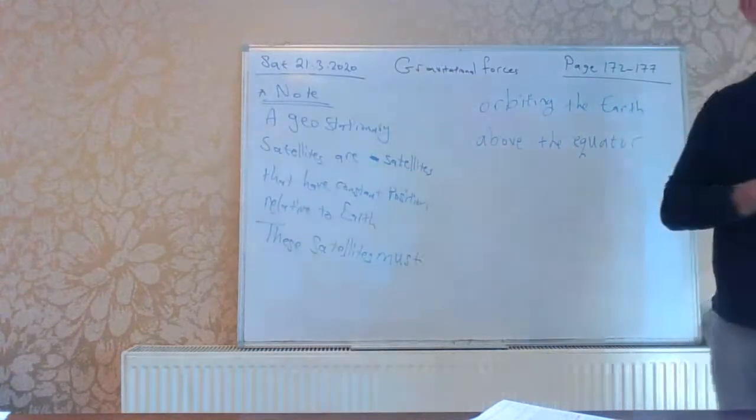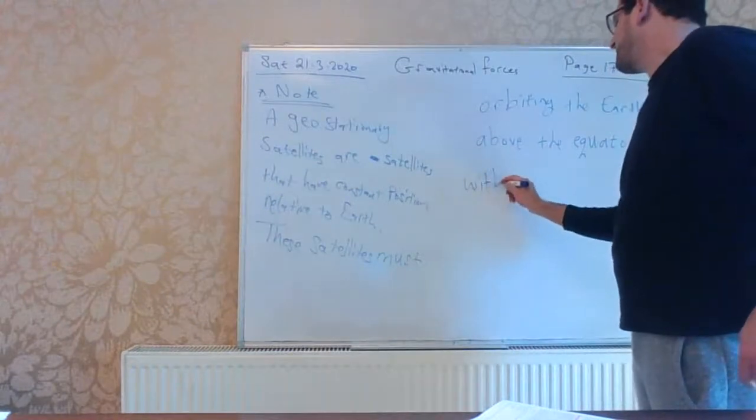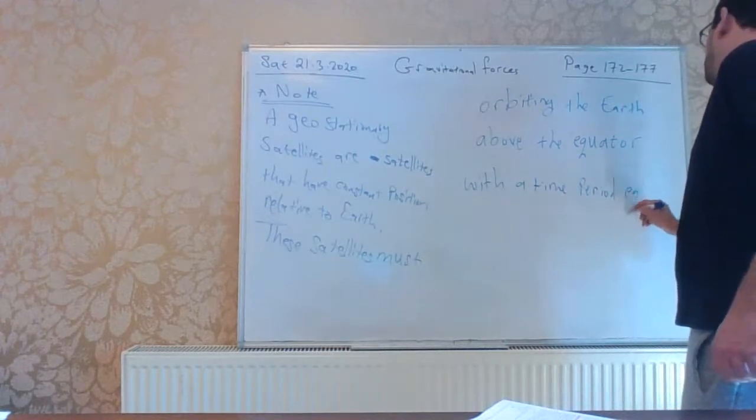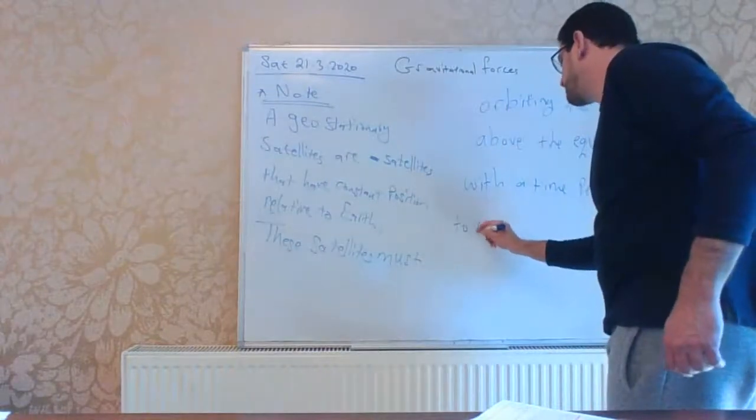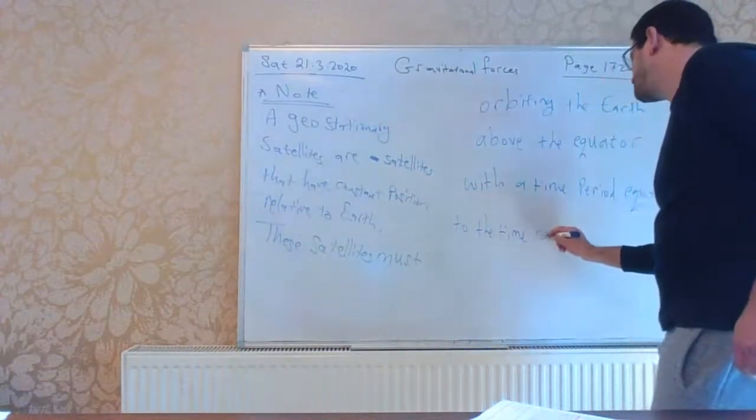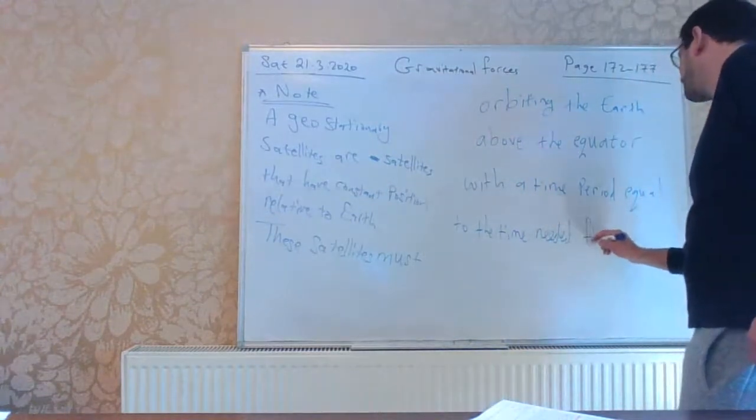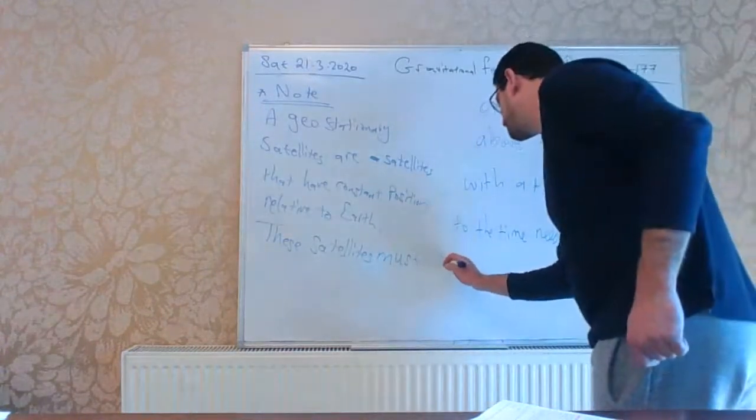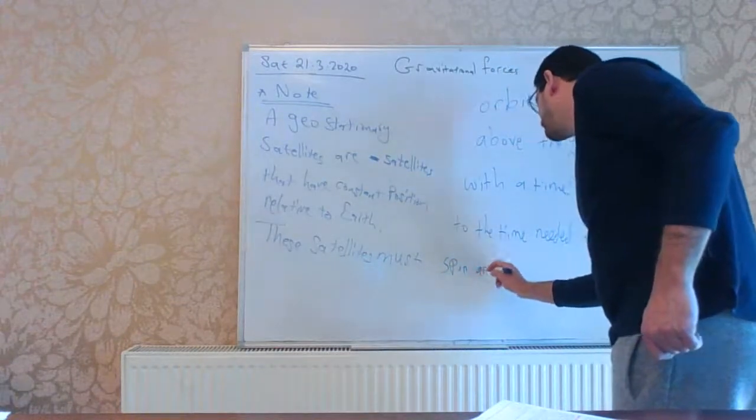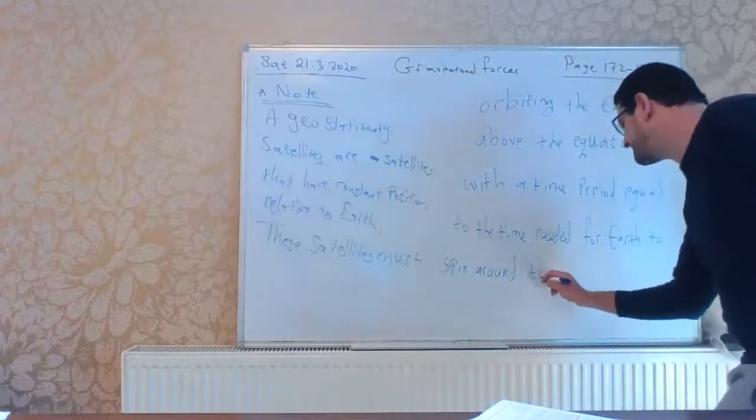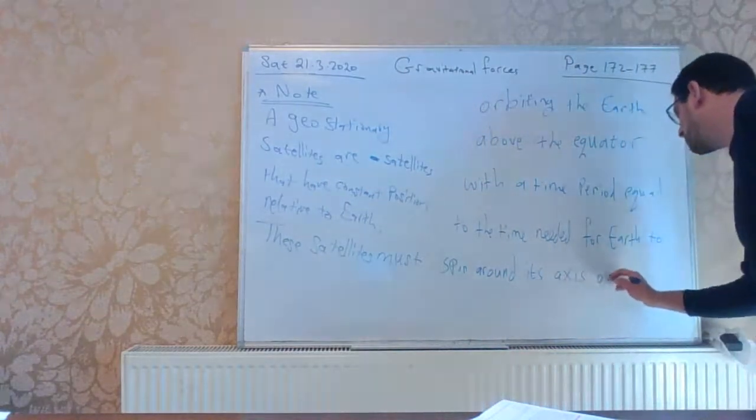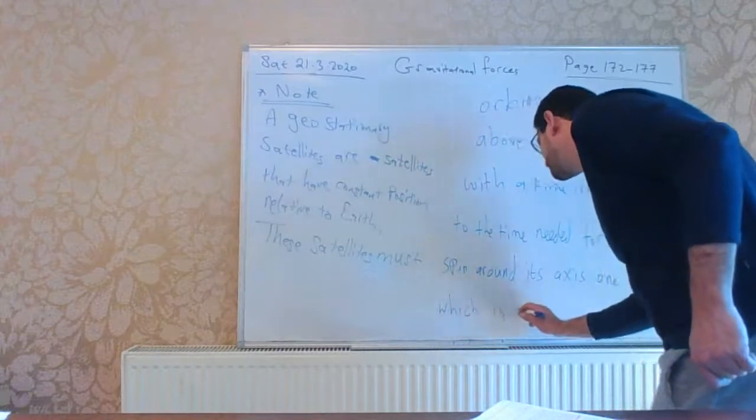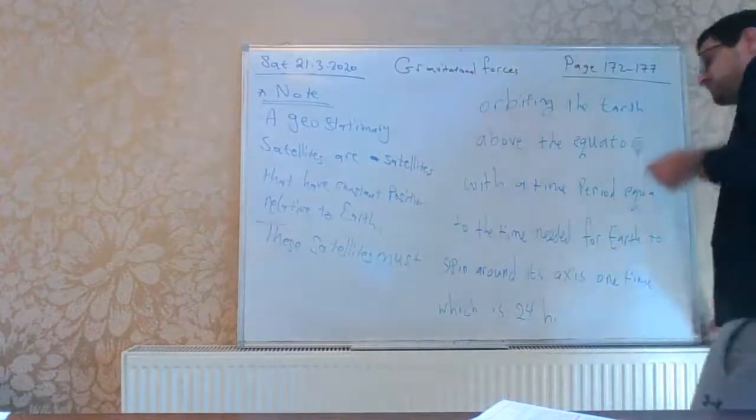Above the equator, with a time period equal to the time needed for Earth to spin around its axis one time, which is 24 hours.